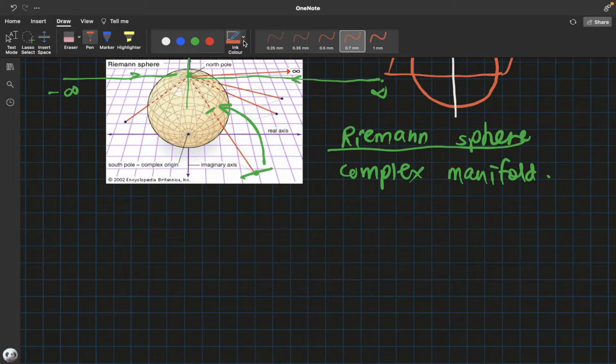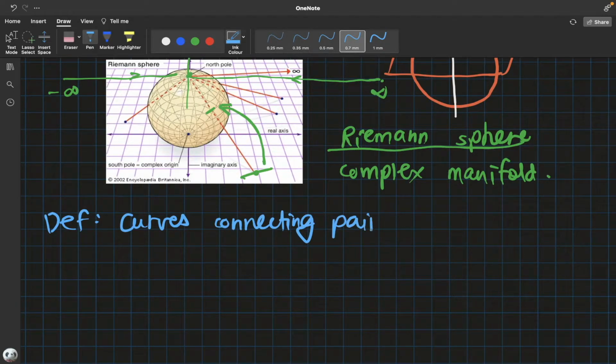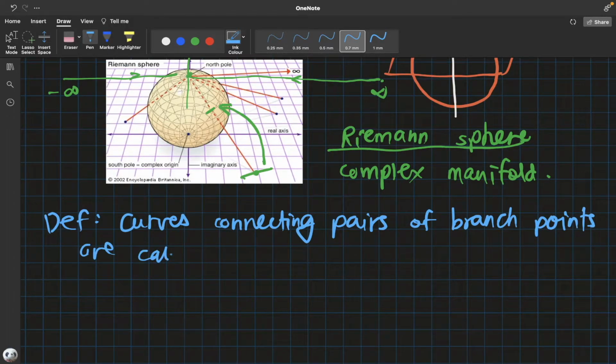And now let me talk about some other aspects of this generalization. Definition: curves connecting pairs of branch points are called branch cuts.